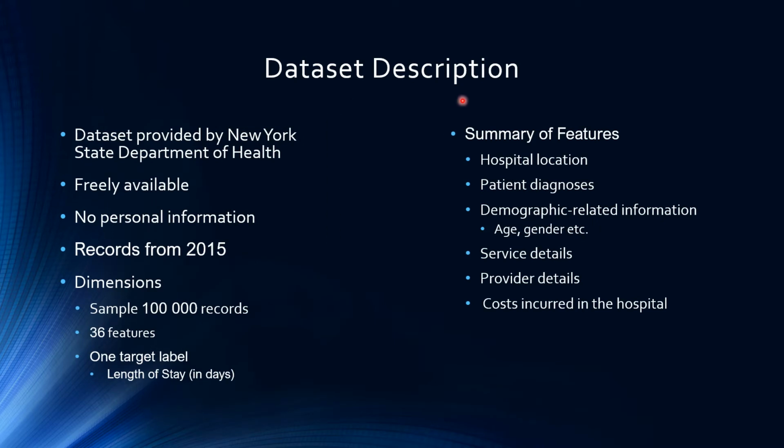Dataset description. This dataset was provided by the New York State Department of Health, and it is freely available. There are no personal information features, therefore there are no privacy concerns. All the records are from 2015. We sampled 100,000 records and there are 36 features in the dataset, together with one target label, the length of stay, which is measured in days. A list of features are summarized here.